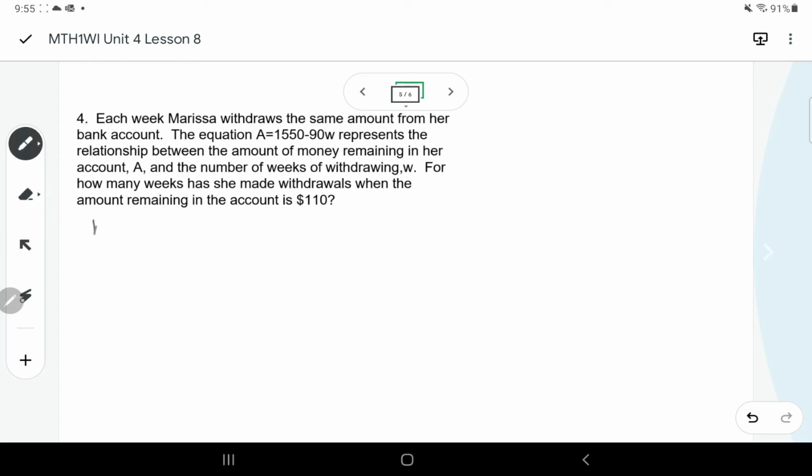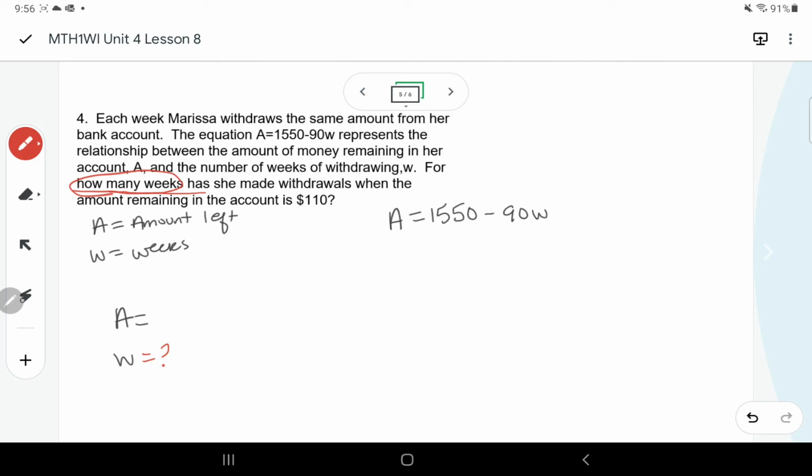Okay, so again, just a reminder, we want to say A is the amount left and W is the weeks. So here's my formula. A equals 1,550 minus 90W. So this is a linear relationship. I see an initial, I see a rate of change, and we want to figure out a missing value. So when I look at the question, it says, how many weeks? I see that they're asking me about weeks. So that's my question mark.